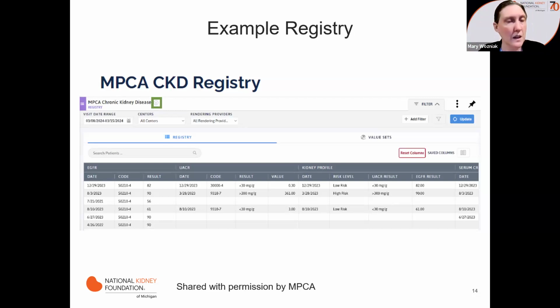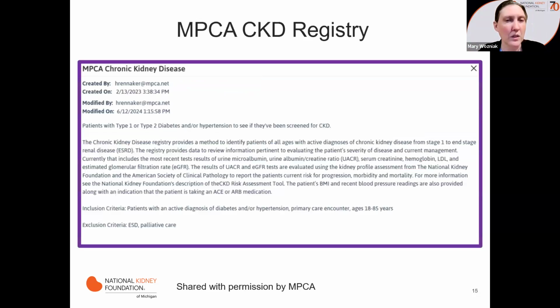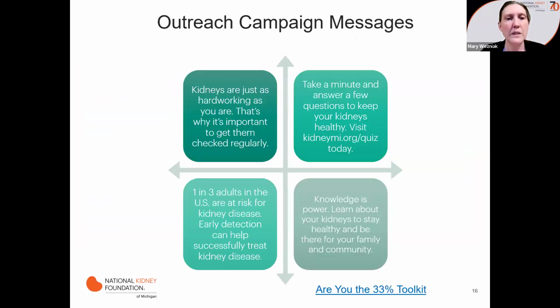So in this case, MPCA, this is more like the definition of how they pulled these together, but these are patients with an active diagnosis of CKD or diabetes or hypertension, and it does exclude people with end-stage kidney disease. But the nice thing about registries is usually you can customize exactly what you want to see in those.